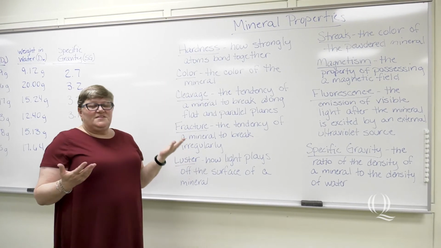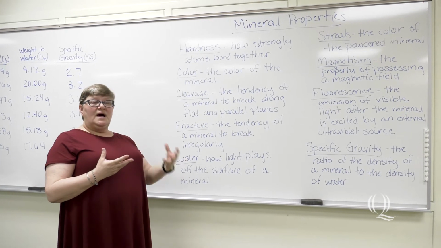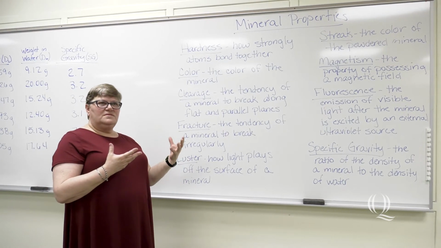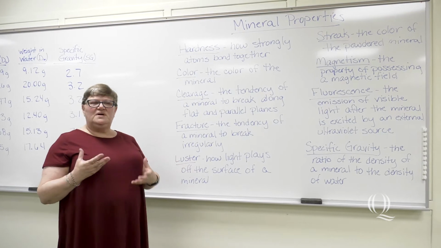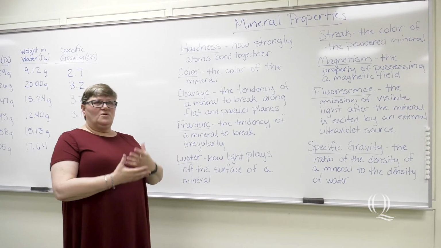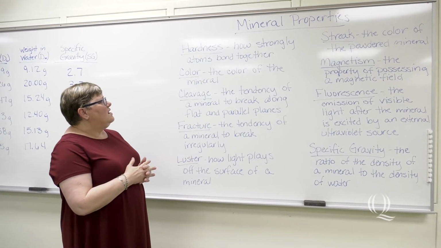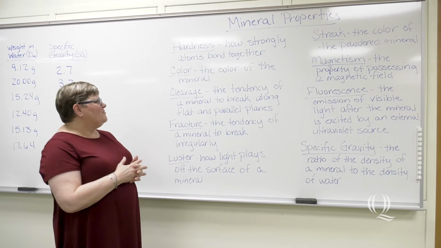Color is just the color of the mineral. Now color is probably one of the least reliable of the different properties that a mineral has, because the same mineral can be multiple colors. Other minerals are always the same color, but color is probably one of the least reliable properties that we have.